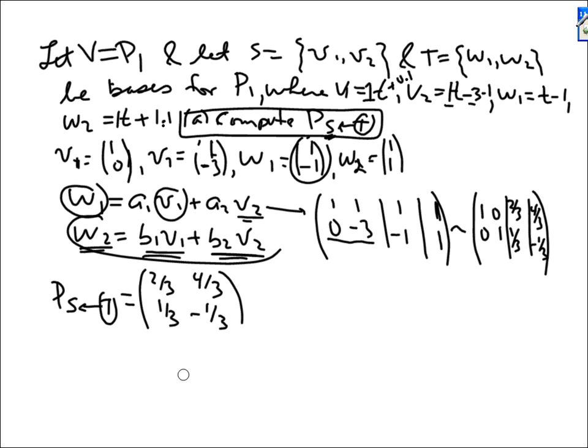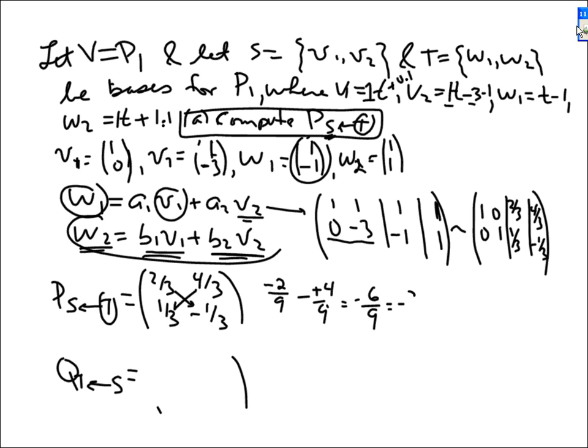Okay, that is the inverse of the P matrix. That's the matrix that goes the other way. And instead of calling it P inverse, generally you call it Q. And Q goes from S to T. Now finding the inverse of a 2 by 2 is easy. First, you find the determinant. You multiply those two numbers, you get negative 2 over 9. Minus, you multiply those two numbers, you get 4 over 9. So you get negative 6 over 9, divide the top and the bottom by 3, you get negative 2/3.